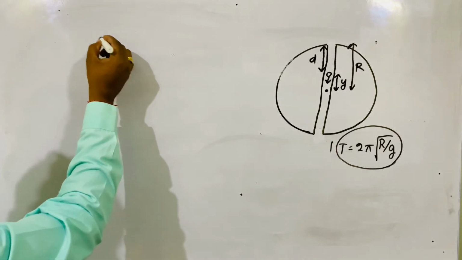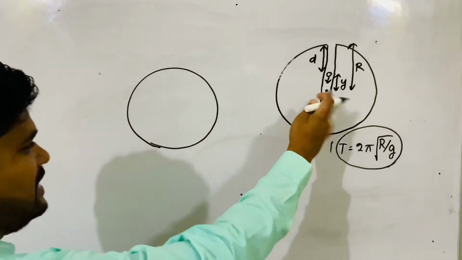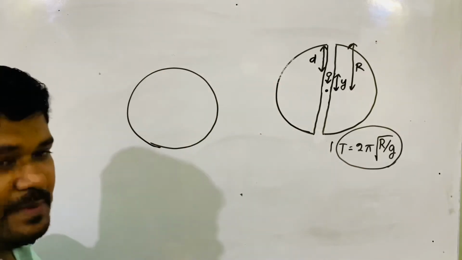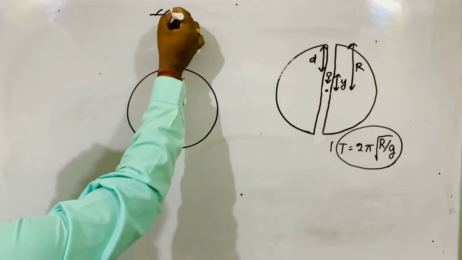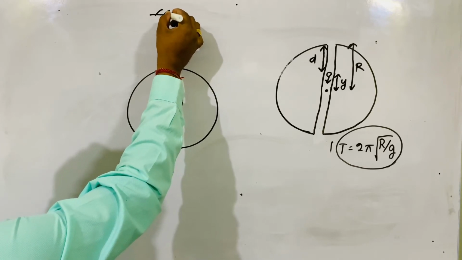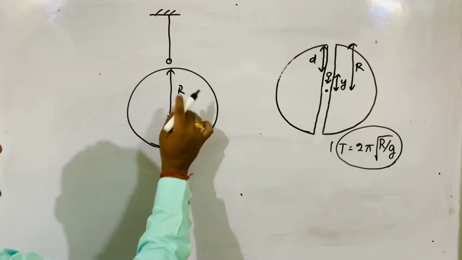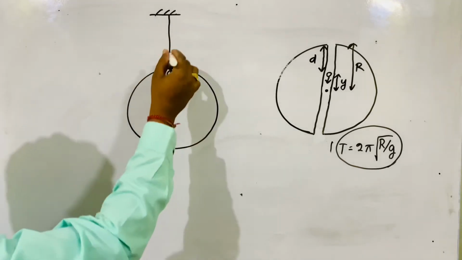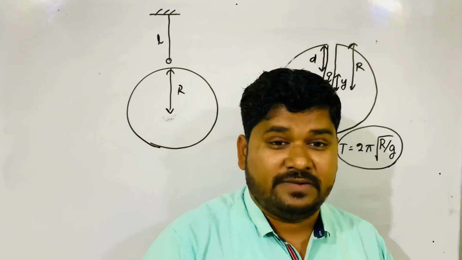The time period of the pendulum when this is your earth. This part is over, I am returning to the pendulum now. You see, suppose the pendulum is of a very large height. Its length is very large. This is the radius of earth and this is the pendulum. So the length of the pendulum is very large, comparable to the radius of earth.